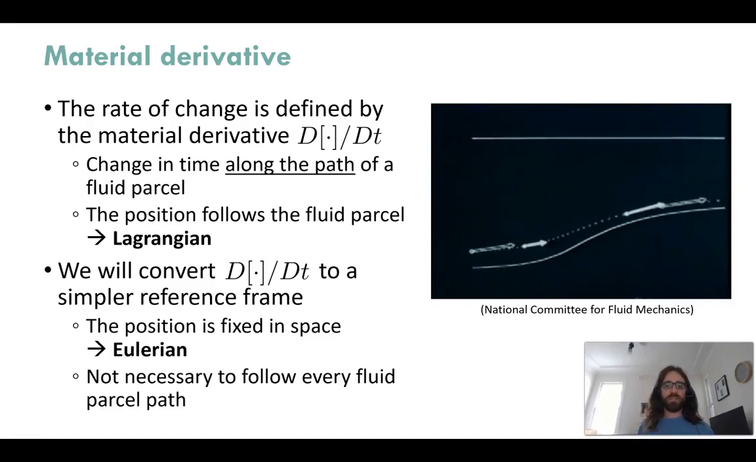What we would like to do is to convert the material derivative to a simpler frame of reference, which is one that you're probably much more familiar with. This is the Eulerian reference frame. Instead of moving along with the fluid as it's going through the domain, you are going to take a fixed position in space and see how the flow is changing as it moves past that particular point in space. In this reference frame, it is not necessary to follow every single fluid parcel as it's moving through the volume, which makes it much easier to account for the overall behavior of the flow.